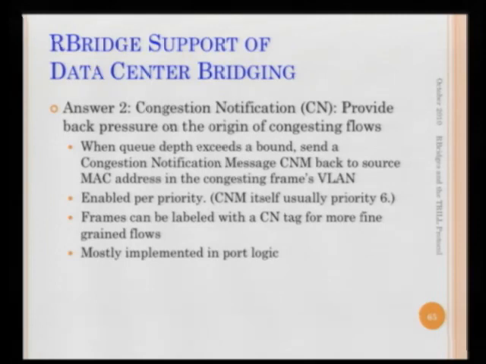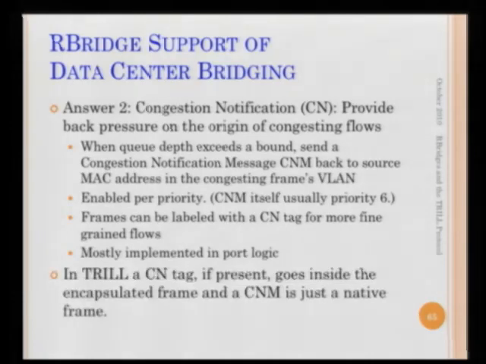So you can label frames with the congestion notification tag if you want more information than just the source MAC address and the priority. If you're willing to have your flow granularity be by source MAC and by priority, you're fine. But if you want finer granularity, you can add a tag. The end station that's originating the frame can add the CN tag. And most of this is going to be implemented in the port logic.